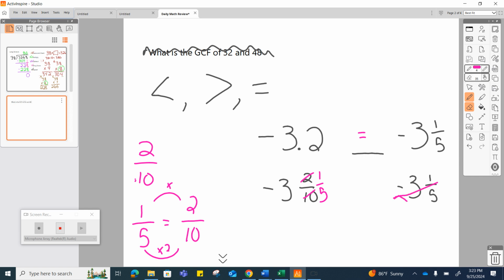Oh, my eraser is not working. Okay, I'm having all kinds of issues. Yeah, I'm still having all kinds of issues. I don't know what's going on here.